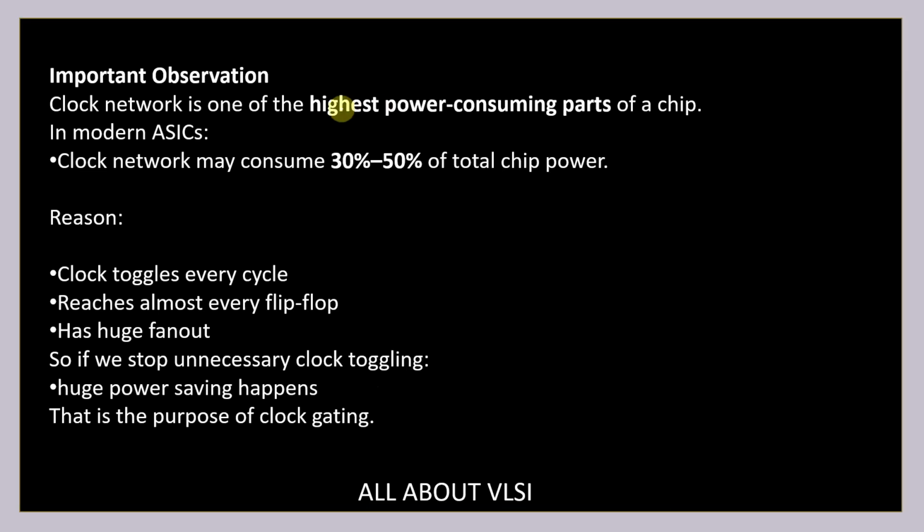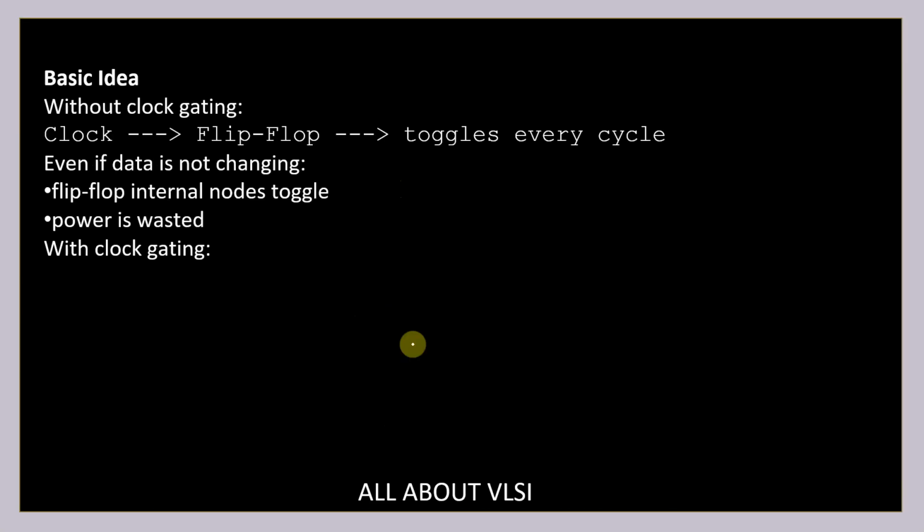And the clock network is one of the highest power consuming parts of a chip. In modern ASICs, the clock network may consume 30% to 50% of total chip power. The reason is that the clock toggles every cycle and reaches almost every flip flop and has a huge fan out. So if we stop this unnecessary clock toggling, it is going to save huge power, and this is the purpose of clock gating.